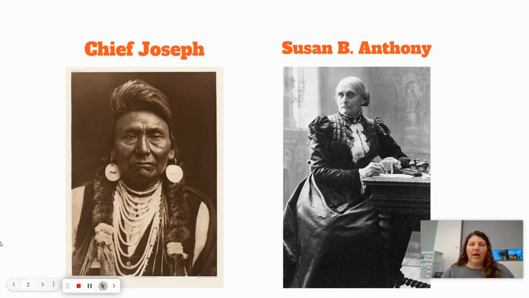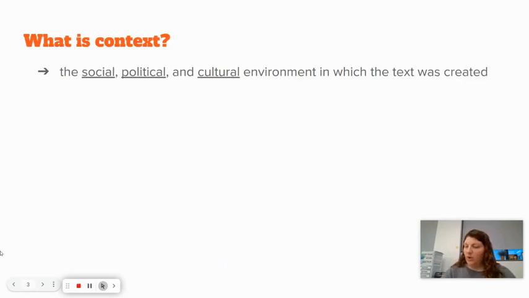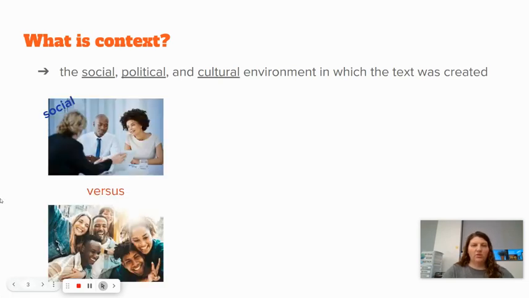We will be looking at two very short speeches from these two historical figures, Chief Joseph and Susan B. Anthony. So first of all, let's talk about what context is. Context is the social, political, and cultural environment in which the text was created. And first, we will talk about social environment.